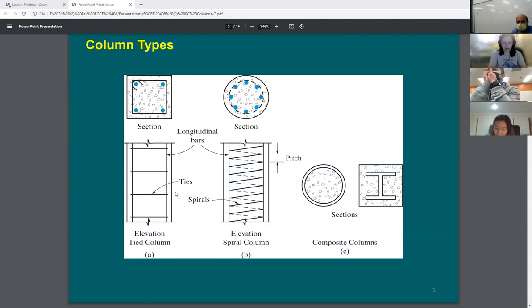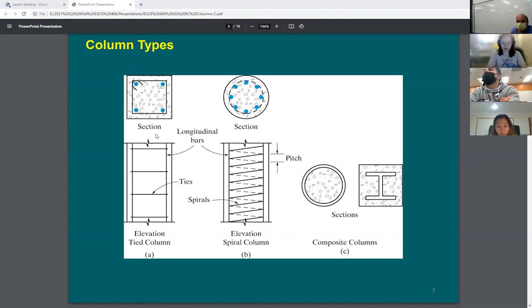Yeah, this is correct. So when you look at this column, would you call this a tie column because of the type of ties that you're applying, or because the section is rectangular or square? In other words, if I bring the ties and put them in a circular column, would you call it the spiral or tie column? Spiral. And if you bring this spiral and put it within this rectangular column, what would you call it? Spiral or rectangular? Or tie?